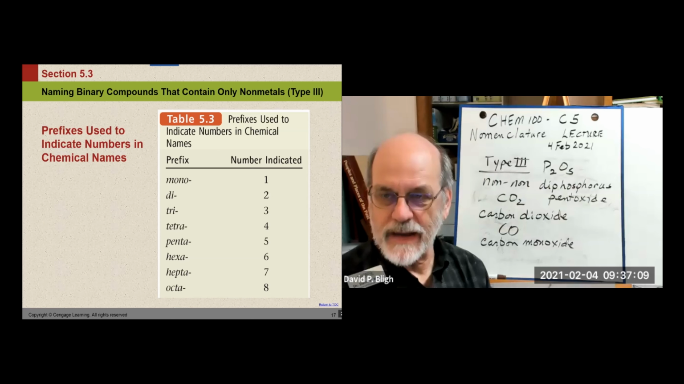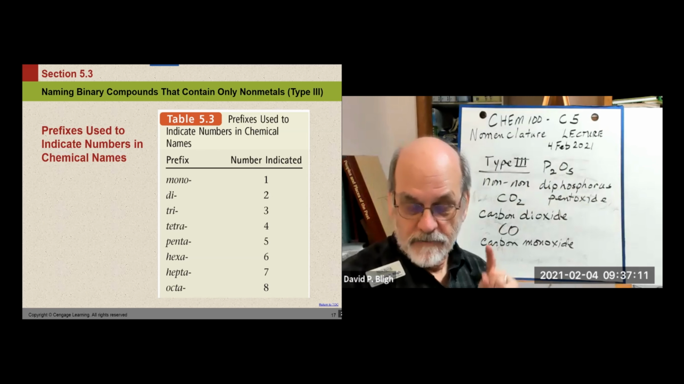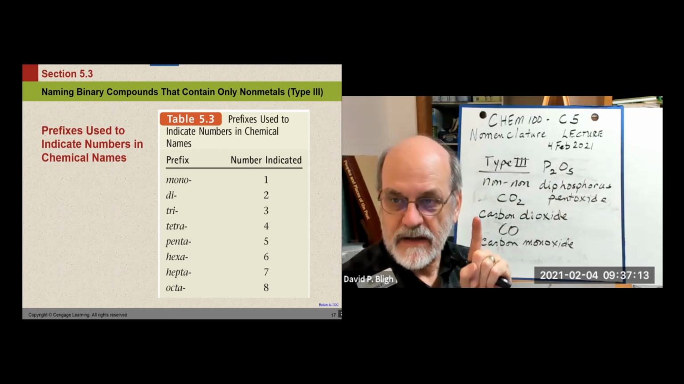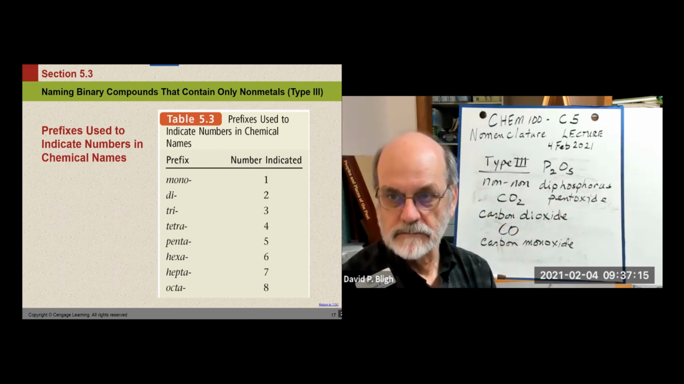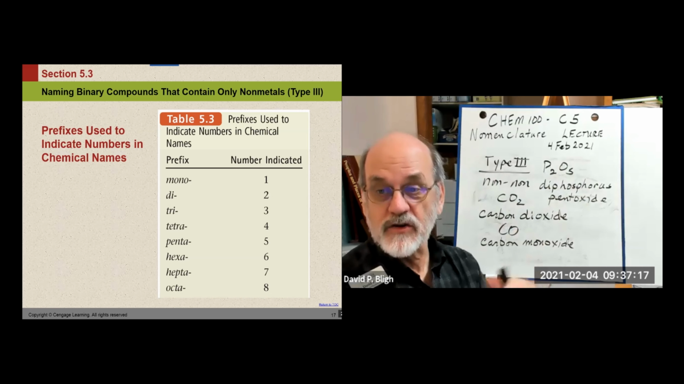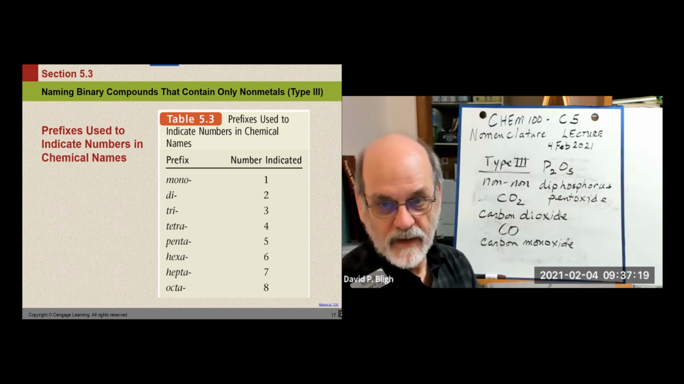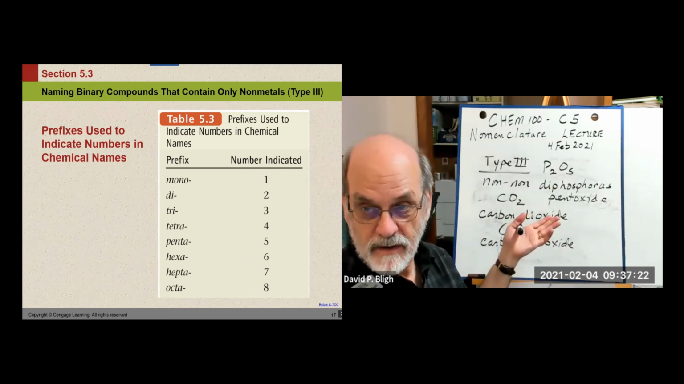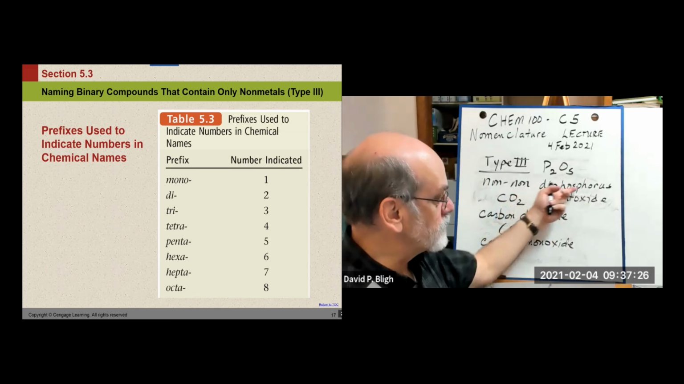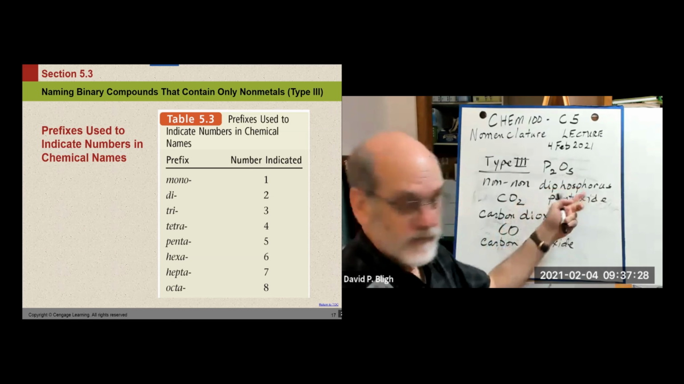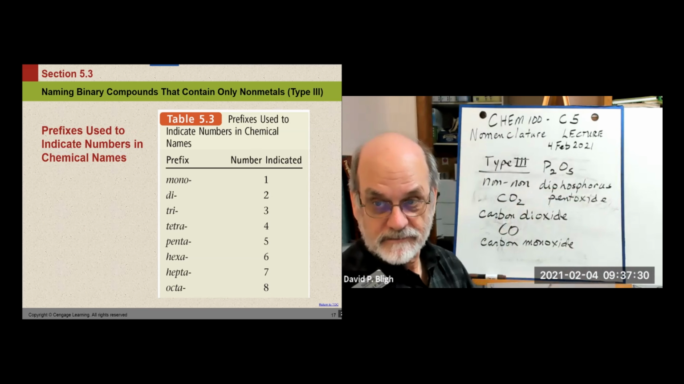Okay, so that's how you name type 3 compounds. First rule, they have to be non-metal, non-metal. Then you say, how many are there? Now, if we have the name, it's simple to write the formula, right? We need 2 phosphorus and 5 oxygens. Okay?